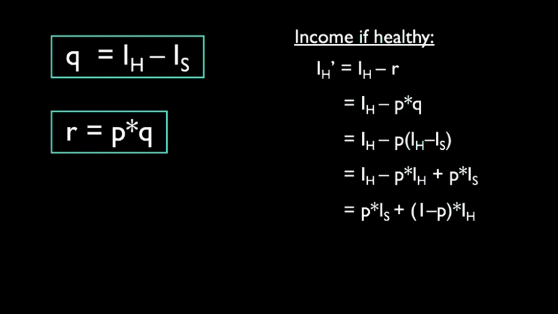Okay, just think for a minute. Does this look familiar? It should, because this is expected income. Okay, so far so good. So this means that if a person has this insurance contract, then if they stay healthy, they'll get the expected income instead of their original IH.